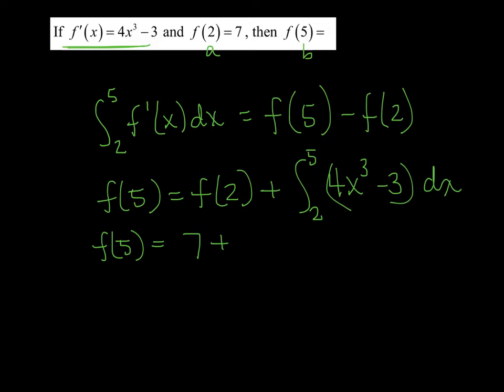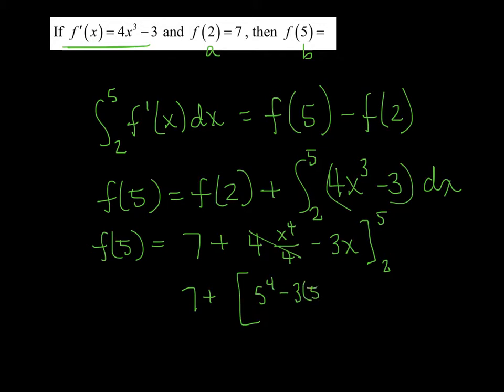Well, I'm going to go ahead and take the integral of 4x cubed minus 3. So I'd hold the 4, and this would be x to the 4th over 4 minus 3x, over the bounds 2 to 5. And so 7 plus, this obviously is just going to be x to the 4th, which is going to be 5 to the 4th minus 3 times 5, minus 2 to the 4th minus 3 times 2.